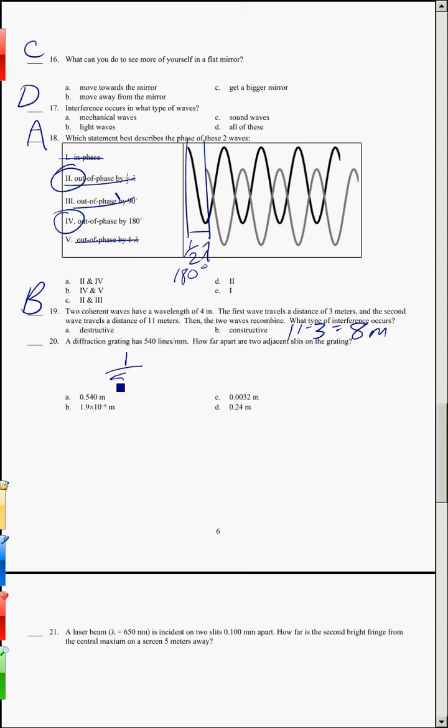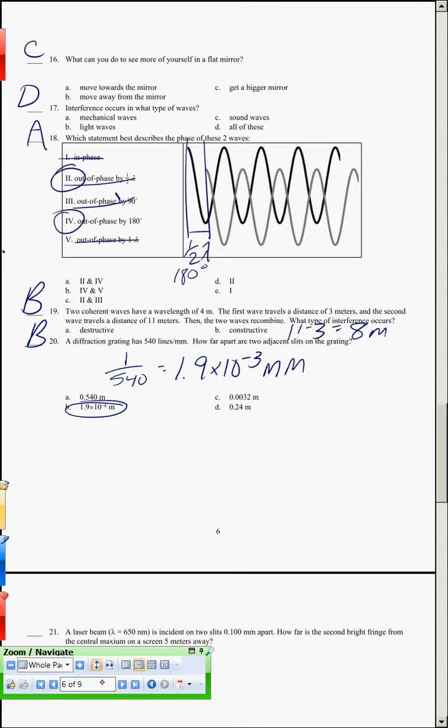Alright, so I just do 1 over 540. And I get 1.9 times 10 to the minus 3. That's in millimeters though. To convert it to meters, you move that decimal place over 3 places. So the answer is 1.9 times 10 to the minus 6. That's number 20.